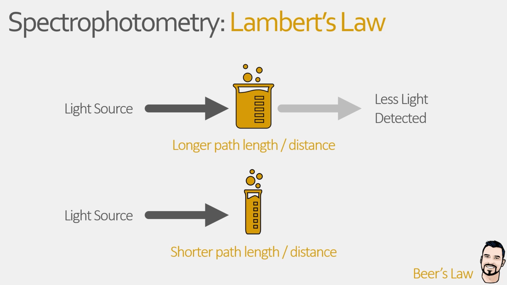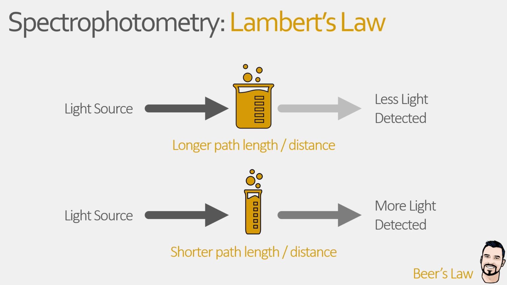Now, on the other hand, in our second example, our solution is in a narrow beaker, and therefore, as light passes through the solution in the beaker, it interacts with fewer solutes before reaching the other side, meaning more light passes through the solution, resulting in more light being detected on the other side.